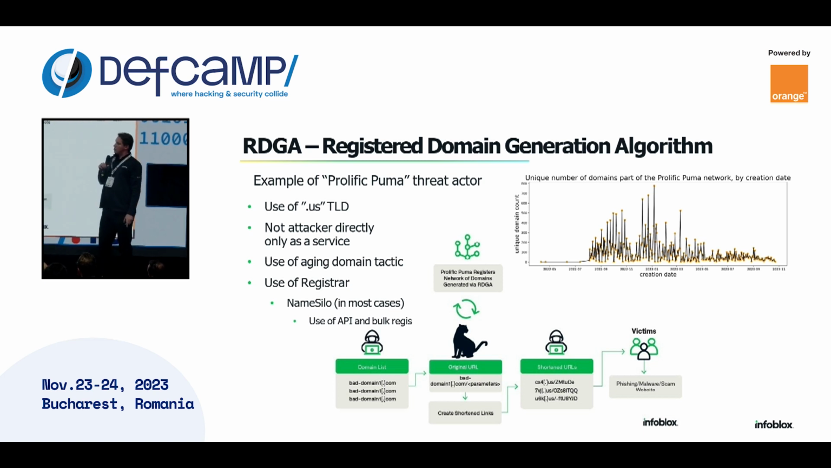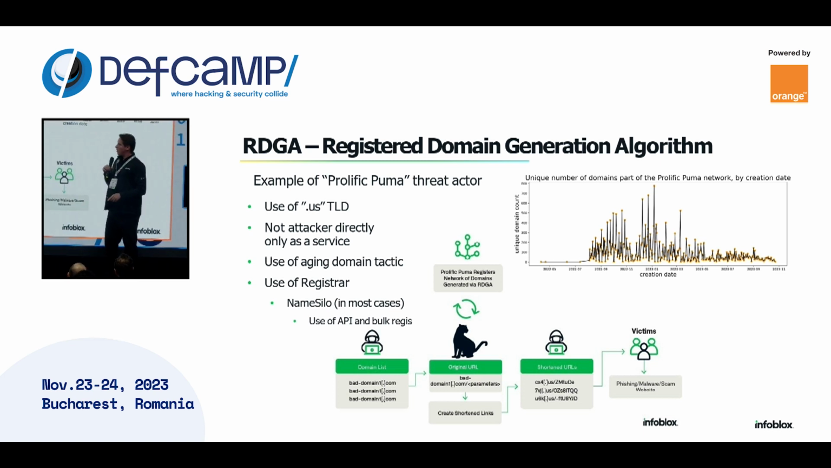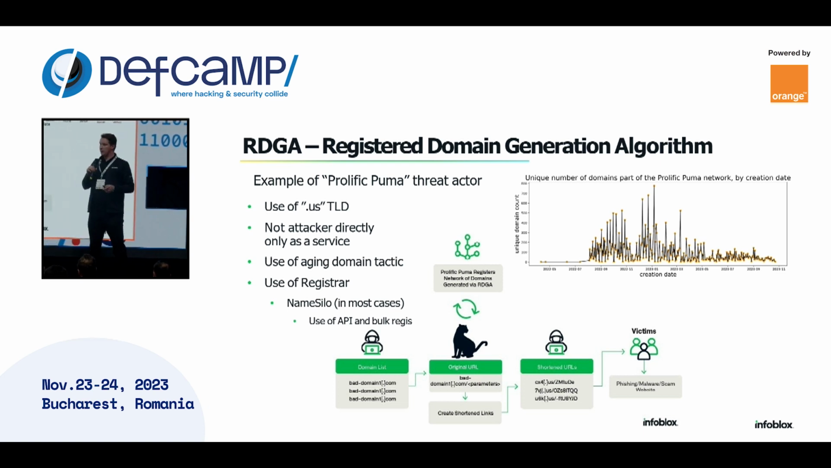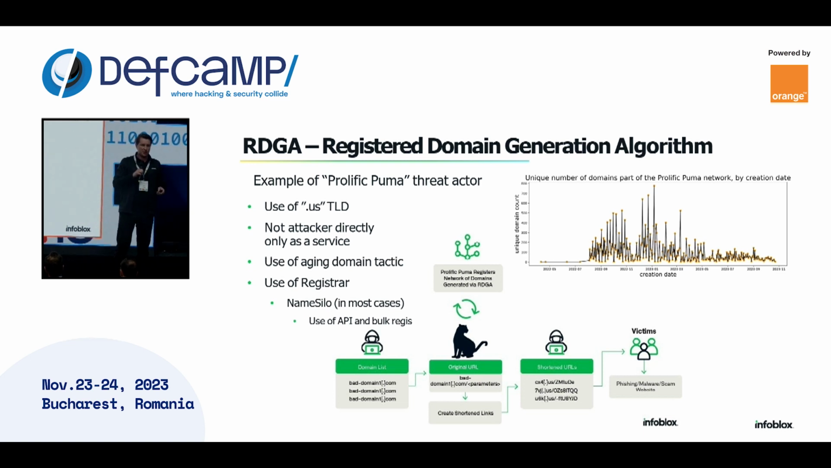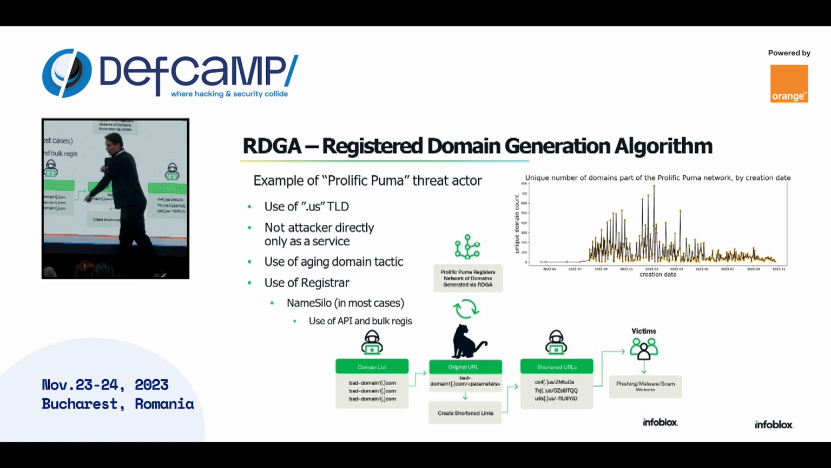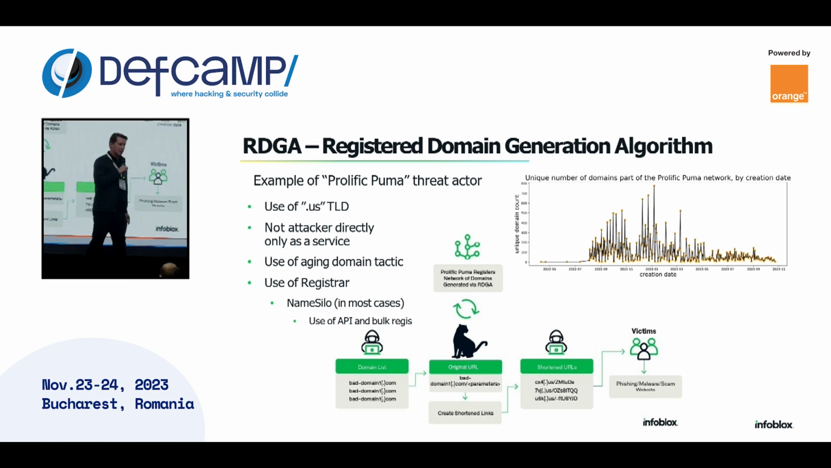This RDGA is a registered domain generation algorithm. It is the same thing Facebook is using for the bit.ly links that you send as a shortened URL. What I'm actually showing you right now is a threat actor called Prolific Puma. This threat actor basically said, okay, let's offer on the darknet a service for attackers who don't want to send their domain names, because they want to hide them. They don't want to scream out loud that they are on the internet.